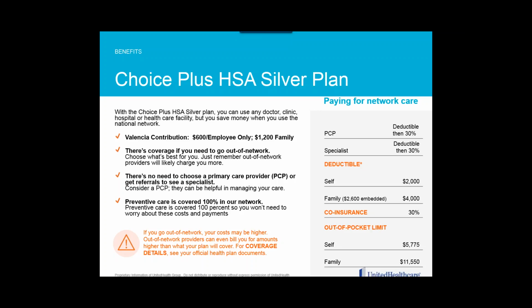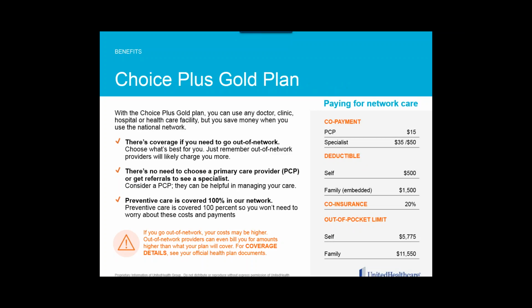So when you go to the doctor for a sick visit, whether it's a PCP or a specialist, there is not a copay. You will have to meet a deductible of $2,000 individually if you have single coverage. But if you elected family coverage, then you'd have an individual deductible to meet of $2,600, and as a family, you'd have to meet $4,000. When those deductibles are met, UnitedHealthcare will pay 70% on behalf of Valencia. You pay 30%. Your out-of-pocket maximum under this plan is $5,775.